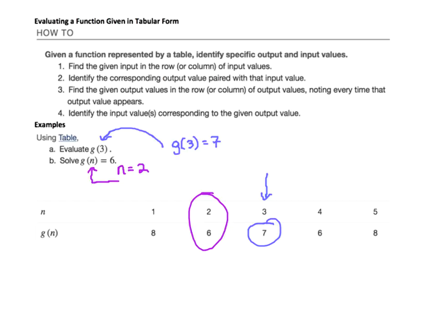So it's a matter of flipping and asking. Evaluating, you're asking, okay, if I plug this in for the input value, what do I get out? When you have to solve the equation, you say, here's the equation, and how did that equal 6? What did I have to plug in? What did n have to equal to get 6 out? So are y'all good with evaluating and solving from a table?